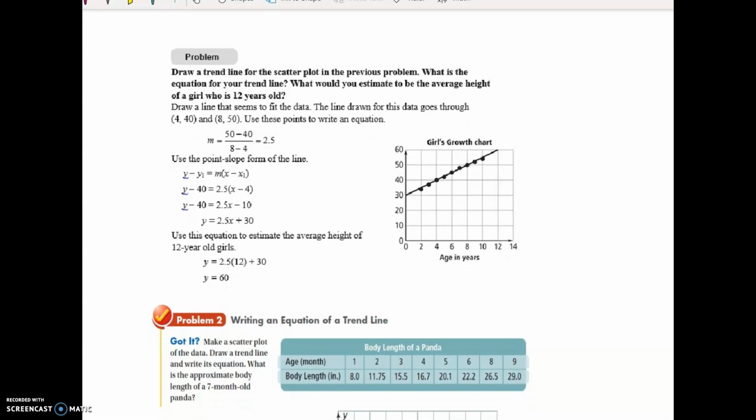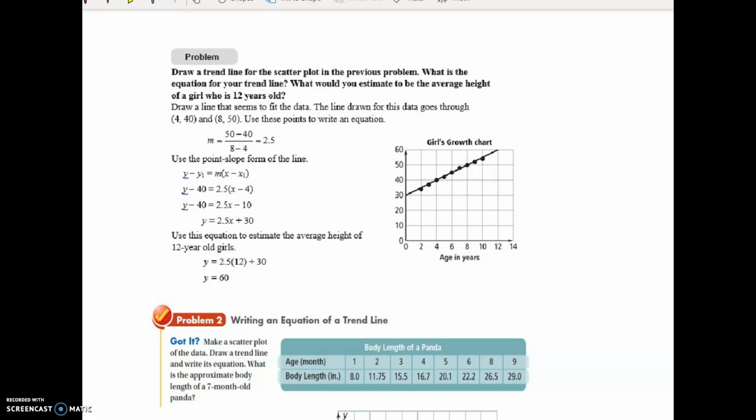So here is the same growth chart for girls that we saw a minute ago. And now it wants us to draw a trend line for this scatter plot. It also wants to know what is the equation of this trend line. And then we could use that equation to estimate the average height of a girl who, let's say, is 12 years old. So if we look here, we're going to draw a line that seems to fit the data.